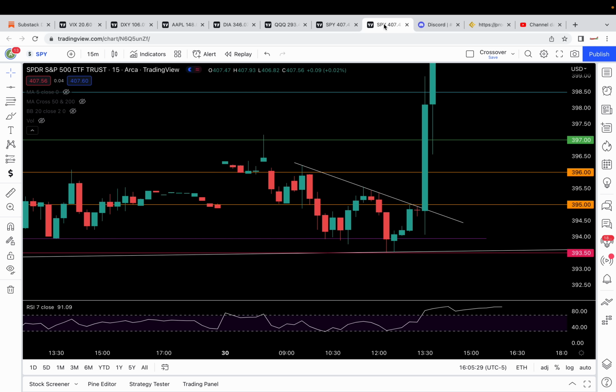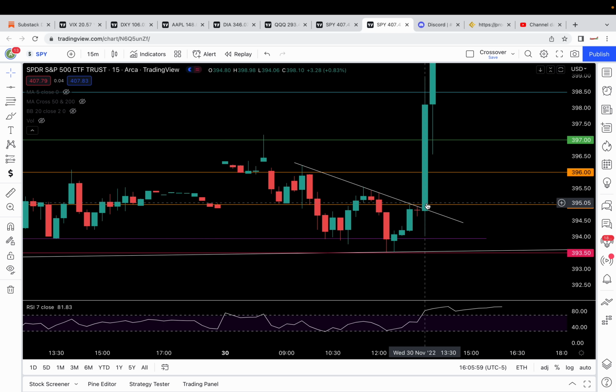This is where the SPY opened. The orange line right here, that's my 396 level. You guys can see the bear case scenario was working out well at first. SPY was below 396, backtested it as resistance, got rejection, and just broke all the way down and hit my 393.5 level. I gave you guys that level, 393.5, and on this 12:15 candle, we hit it perfectly. From there, bulls stepped up and it started bouncing.